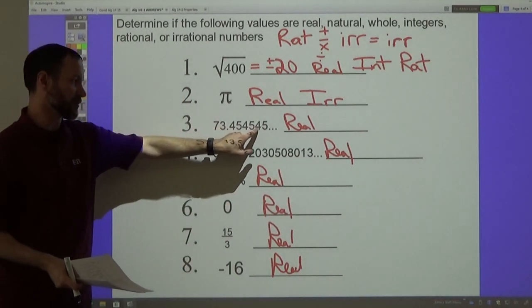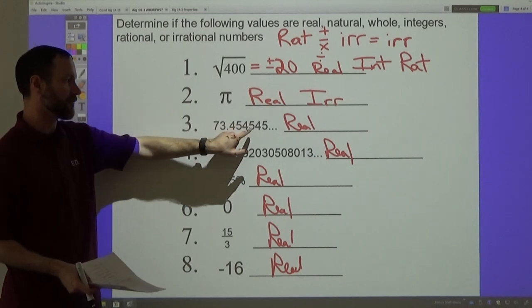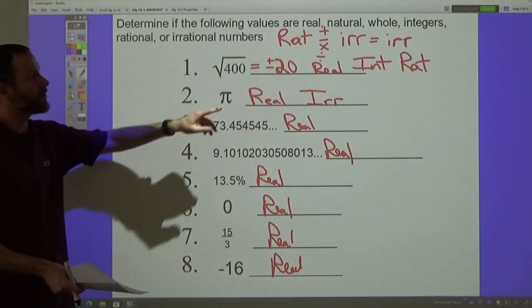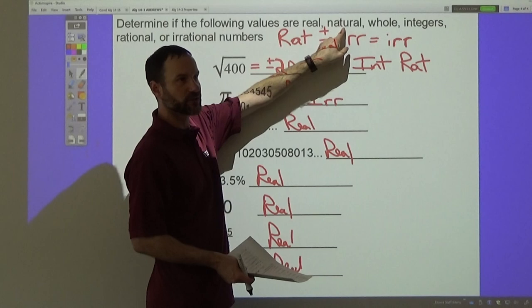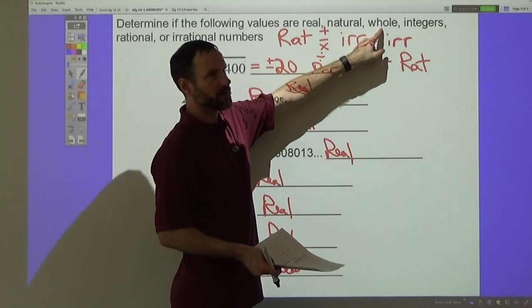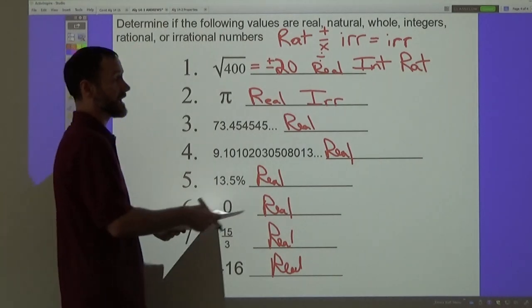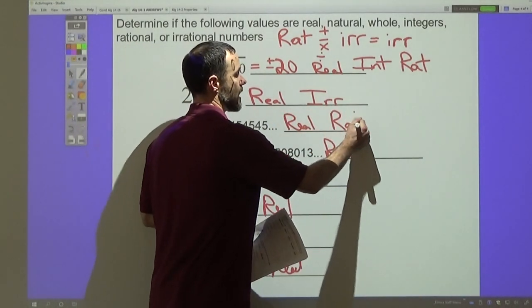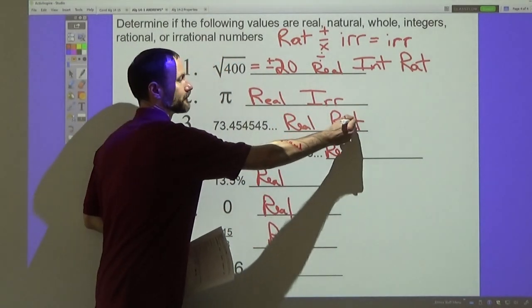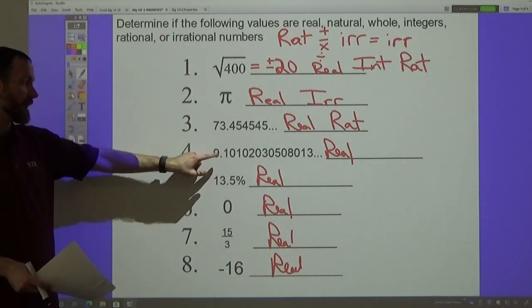Number three, this is a repeating decimal, 73.454545. So is it real? Yes, it is. Is it a natural number? No, because it's a decimal. Whole number? No, because it's a decimal. Integer? No, because it's a decimal. Rational? Yes. Repeating decimals are rational. Is it irrational? No.